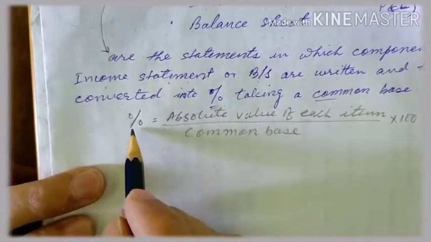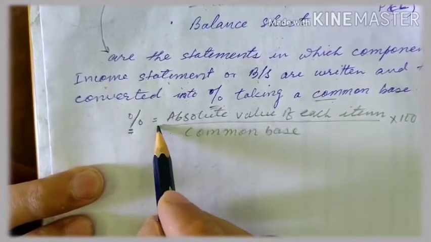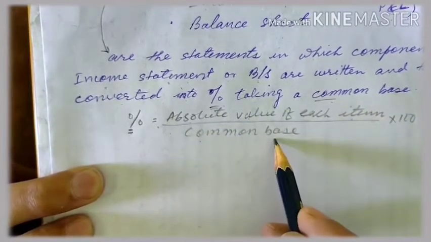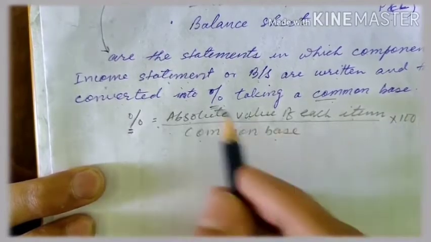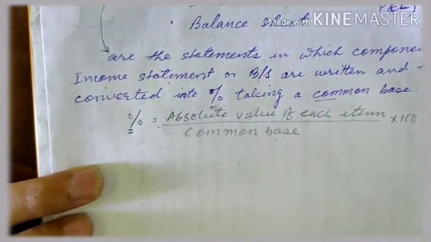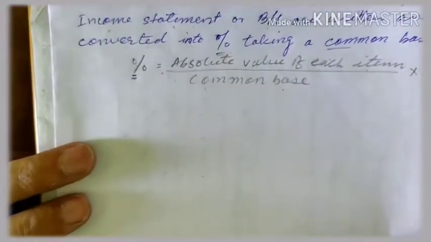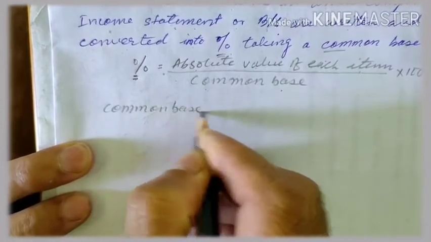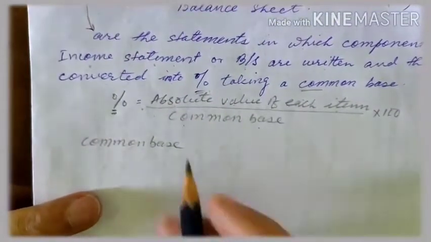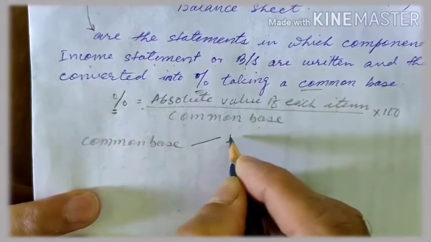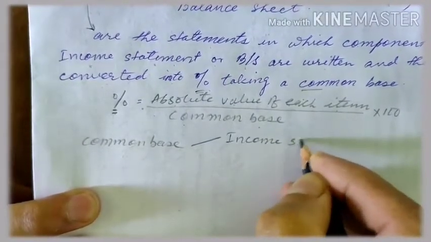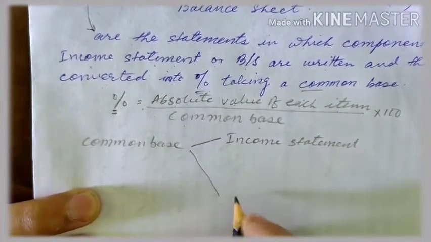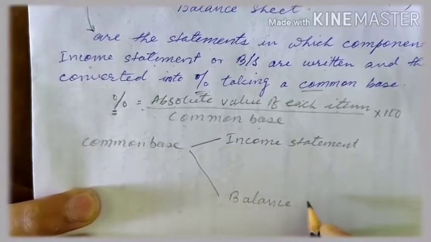So how do we calculate percentage? Percentage equals absolute value of each item divided by common base into 100. So this is how the percentage is calculated. Now let's check about the common base. Here you have two statements to be prepared. One is income statement. Another one is a balance sheet.